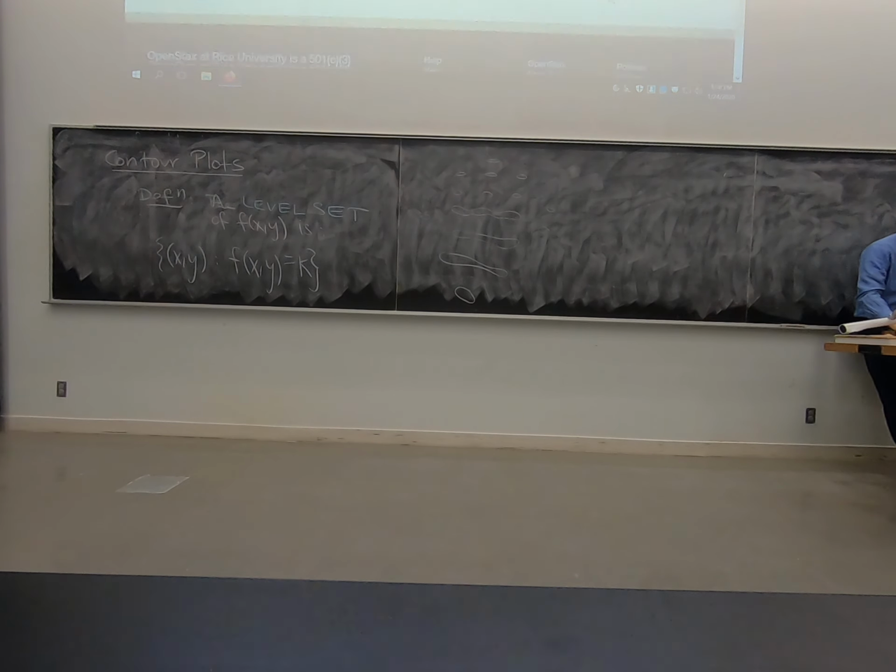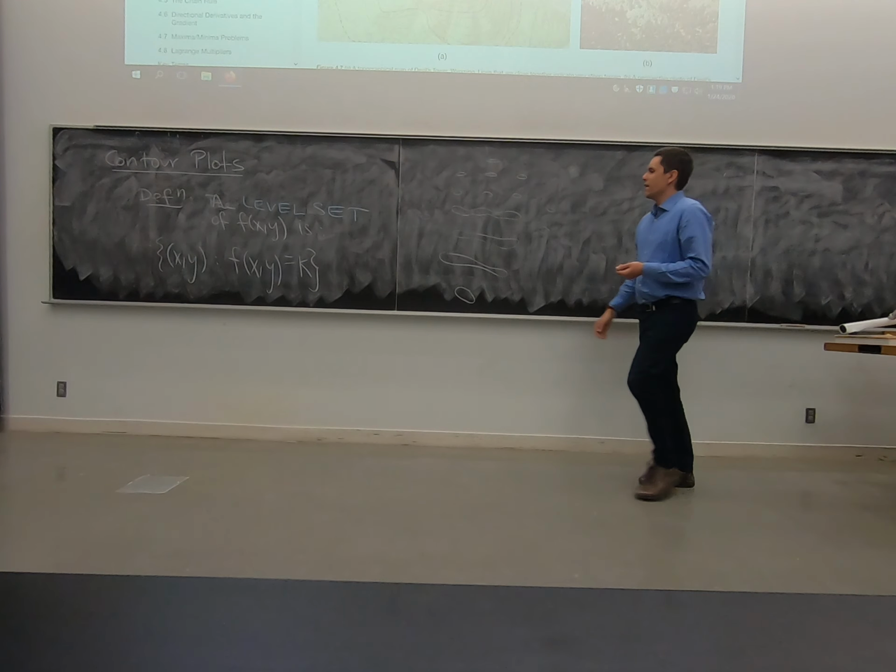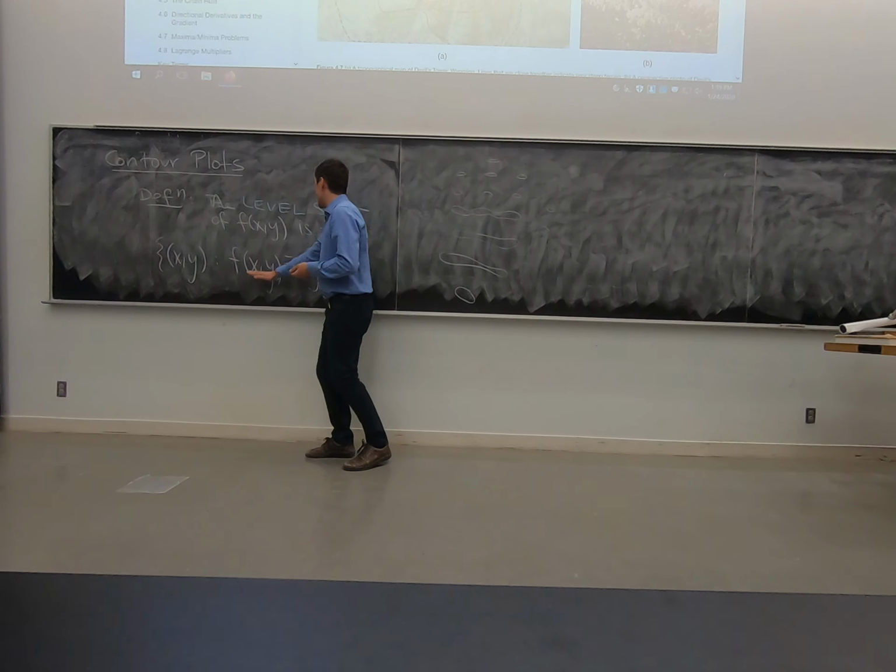People use this description of functions to draw maps. So this is a landscape feature, and this is a decomposition of that feature into different level curves. These are the level sets of the height function.